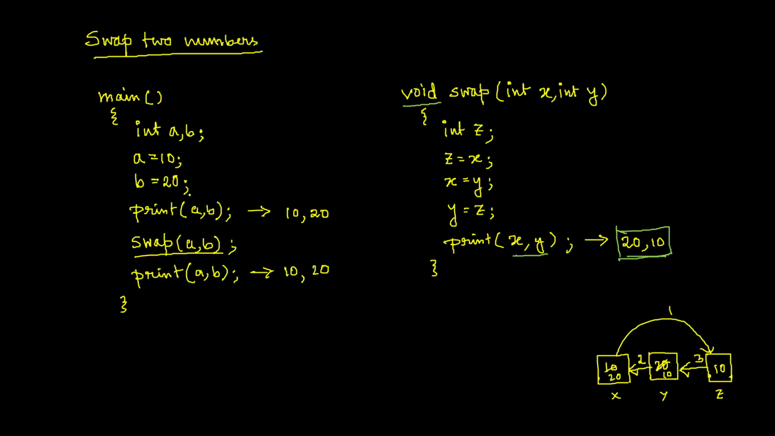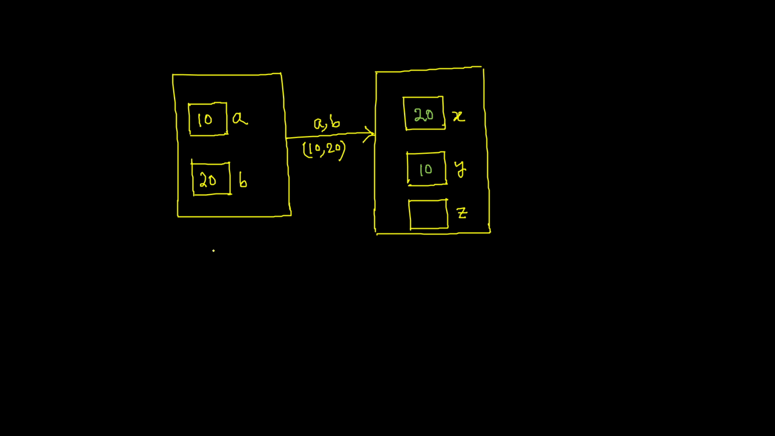We have the main function. We have declared int a and b, with a declared as 10 and b declared as 20. And then in the previous case we have seen that we called this swap function. Forget about the print function right now; the interesting point is this swap function call. When I call this swap function with a and b, we have passed the content of a and the content of b.